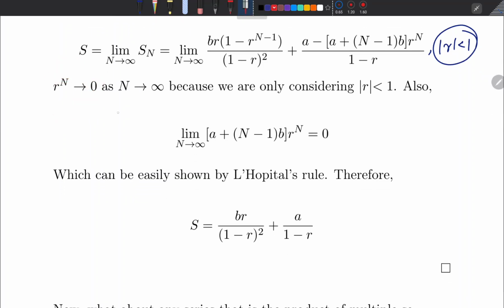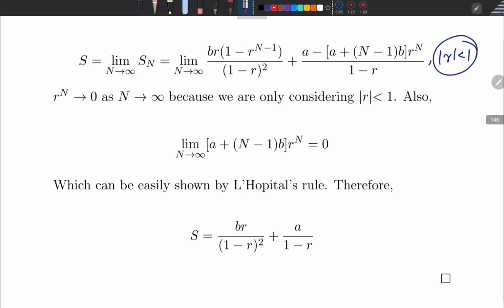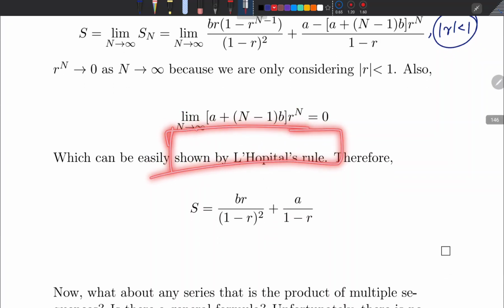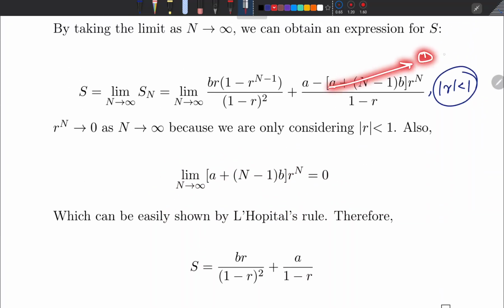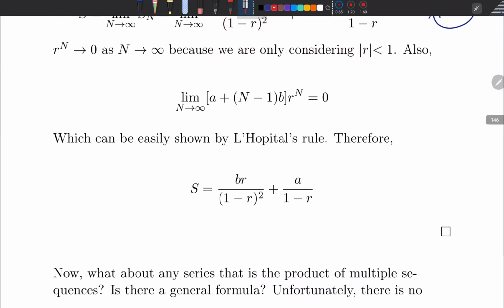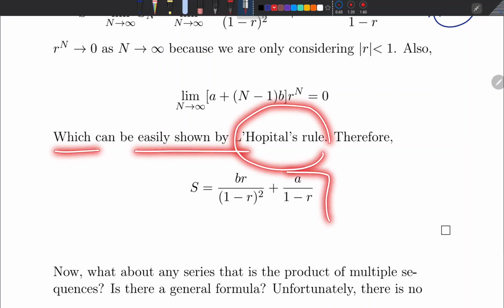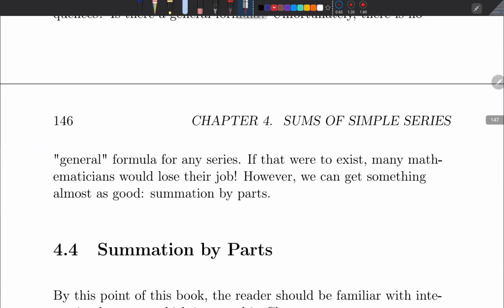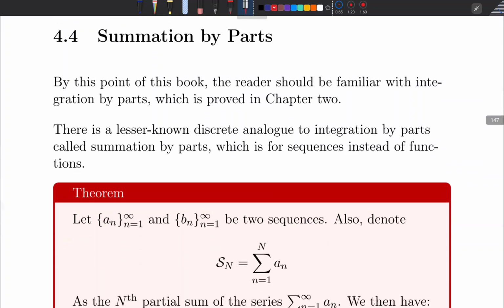Again, r to the n tends to 0 as n tends to infinity, obviously. So for that case, this part is going to be 0. So basically we just got rid of this part, right? And we are having br over (1 minus r) whole squared plus a over 1 minus r. That's it, right? So now which can easily be shown. So that was quite easy, right?